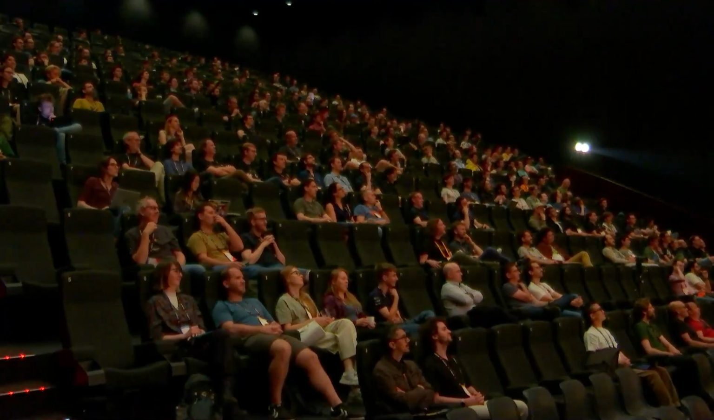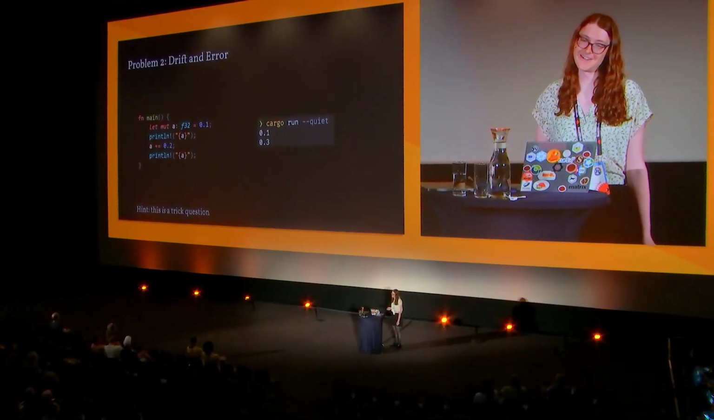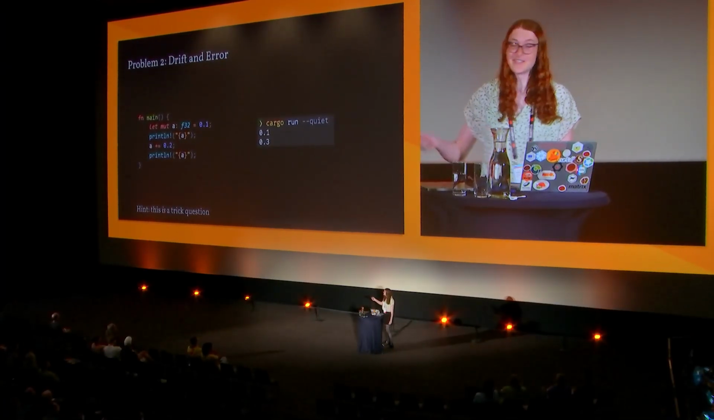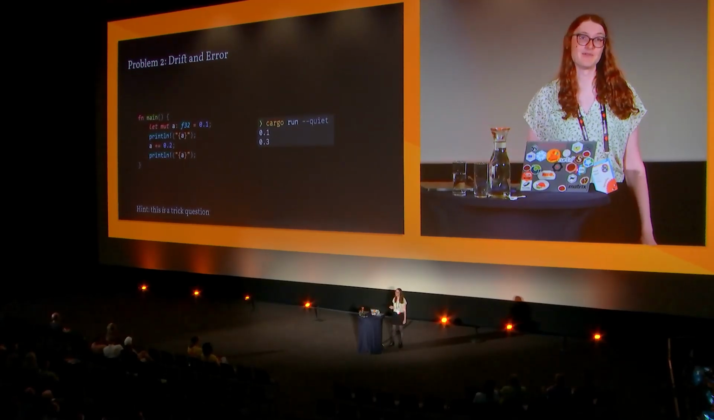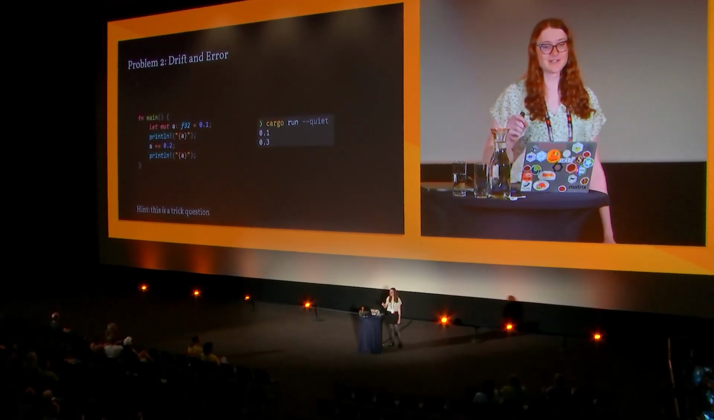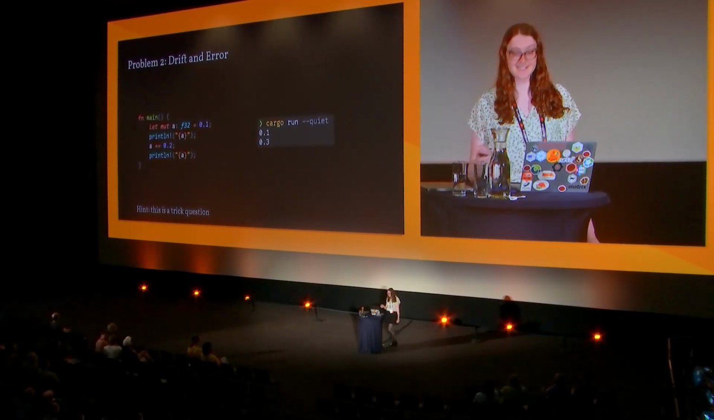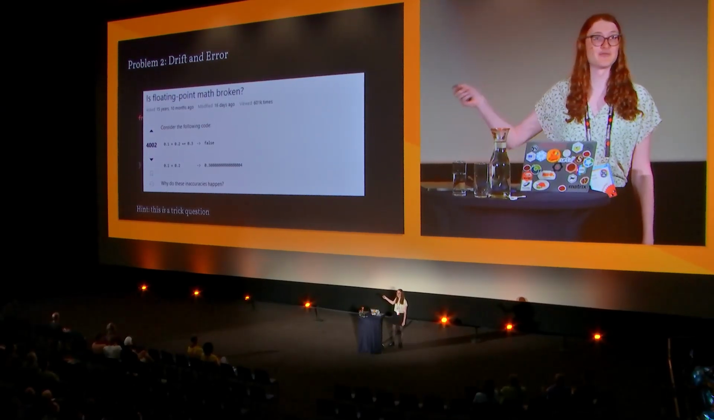That's a really great answer. It's still wrong, though. I'm very sorry. This should actually come as extremely surprising to people who are familiar with floating point, because 0.1 plus 0.2 is a classic example of floating point being wrong.